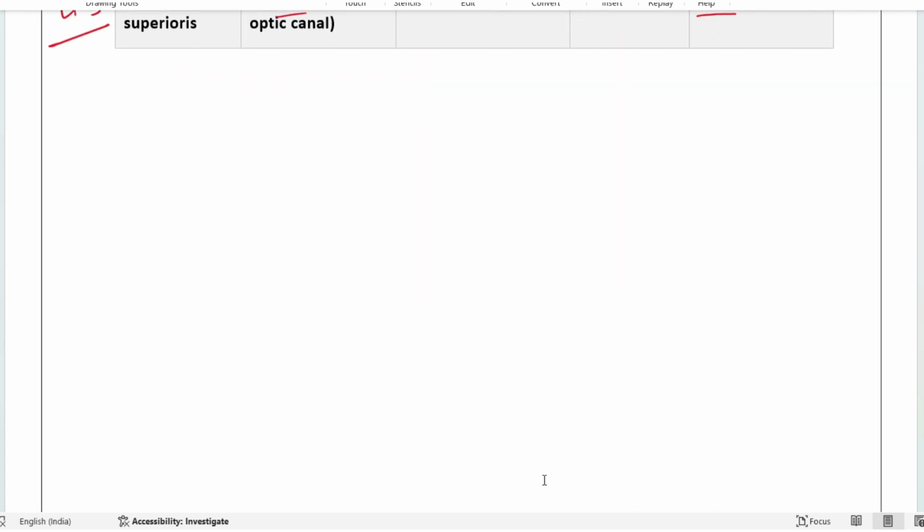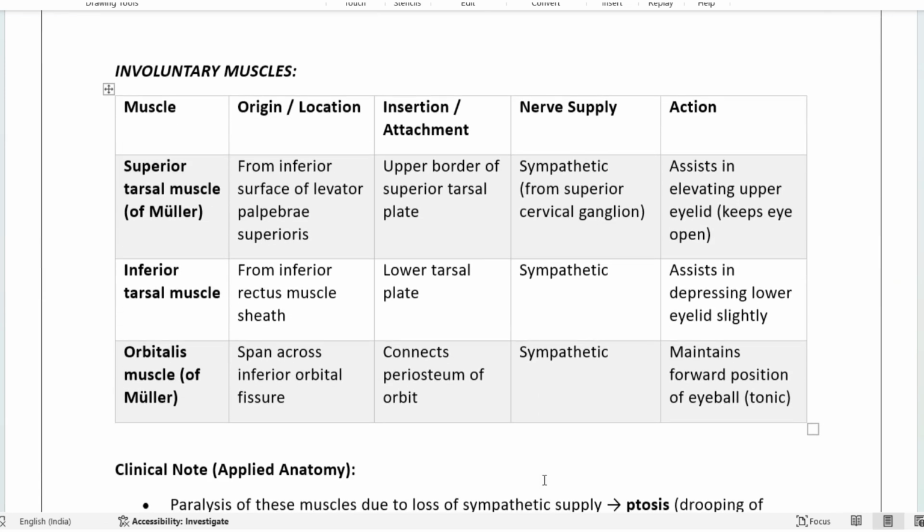So these complete your voluntary muscles. Coming to the involuntary muscles, we have three: superior tarsal muscle, inferior tarsal muscle, and orbitalis. Superior tarsal arises from the inferior surface of levator palpebrae superioris, inferior tarsal from the inferior rectus muscle. Superior originates into the upper border of the superior tarsal plate and inferior from the lower tarsal plate.